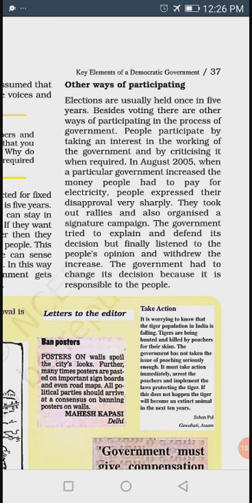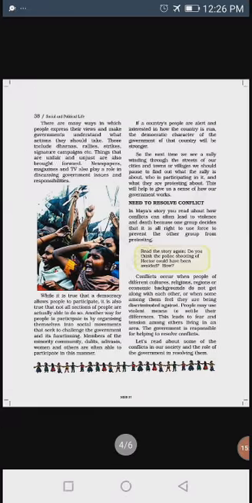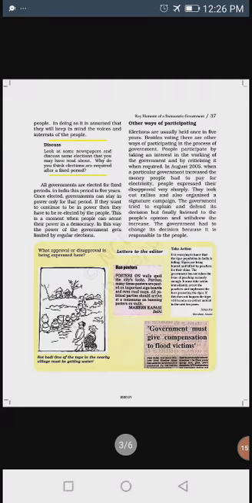Then here is one example given. In August 2005, when the government increased the electricity rates, people did not like this decision of the government. So they made different campaigns, and finally the government listened to people's opinion and withdrew the increase. So these are the different ways that people can participate and influence the work of government.